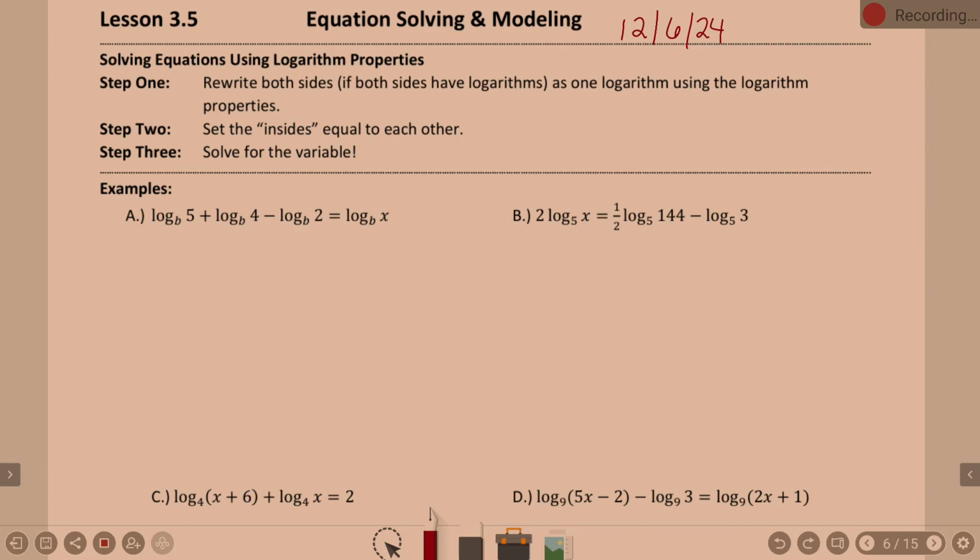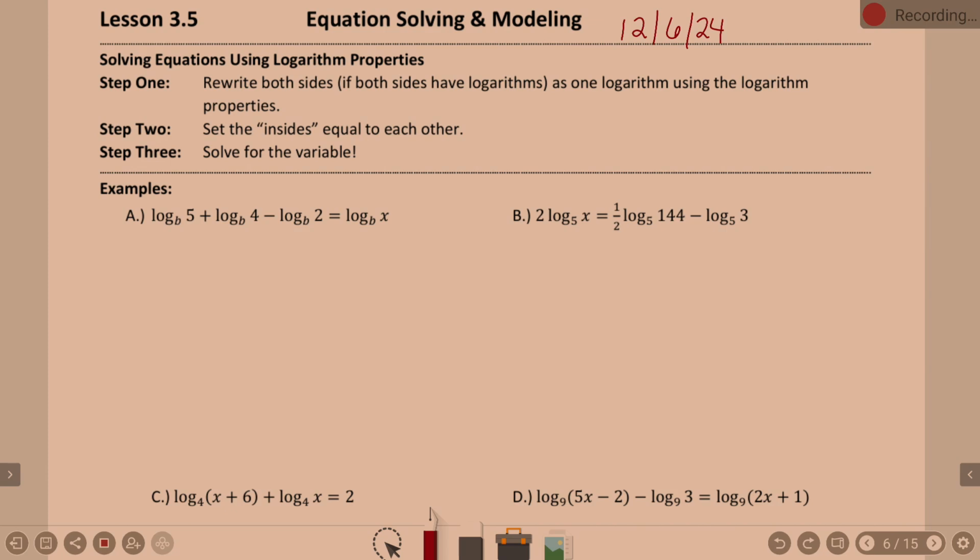On the ones where we don't have logs on both sides, and you just have a log on one side, then we're going to go back to that left, right, middle, and change things to exponential form. Okay, so those are the 2 options we are looking at today. So let's look at example A.